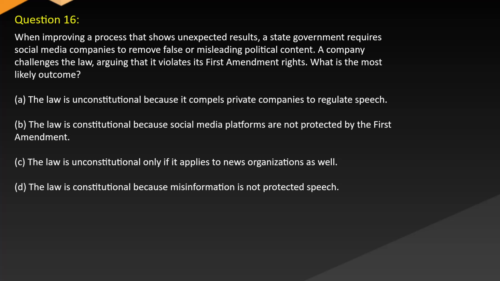When improving a process that shows unexpected results, a state government requires social media companies to remove false or misleading political content. A company challenges the law, arguing that it violates its First Amendment rights. What is the most likely outcome? A. The law is unconstitutional because it compels private companies to regulate speech. B. The law is constitutional because social media platforms are not protected by the First Amendment. C. The law is unconstitutional only if it applies to news organizations as well. D. The law is constitutional because misinformation is not protected speech.